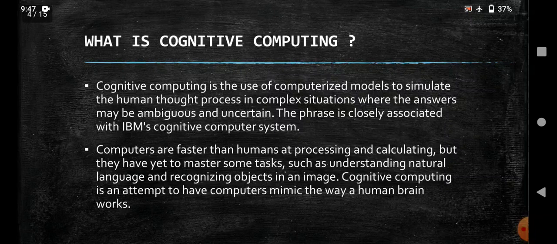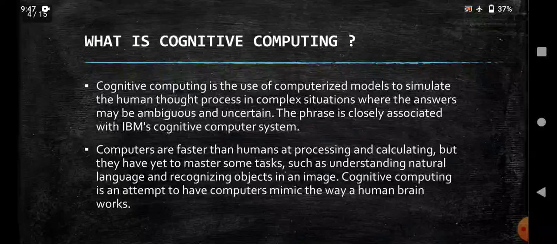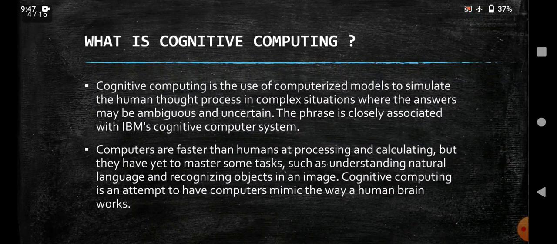We all know that computers are faster than humans at processing or calculating, etc. But in some cases, while performing some specific tasks, computers also have some limitations, such as understanding natural language and recognizing objects in an image. In these situations, we use cognitive computing. In other words, we can also say that cognitive computing is an attempt to have computers mimic the way a human brain works.